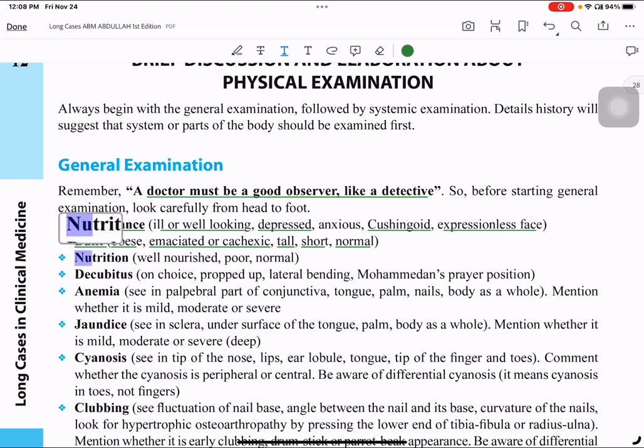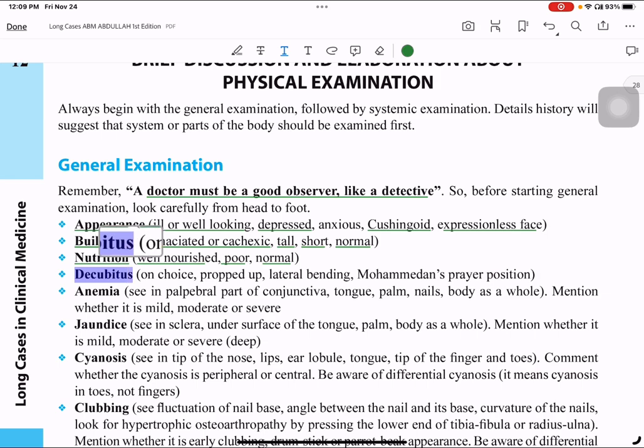Then we have to look for the nutrition of the patient. Is he well nourished, poorly nourished, or normally nourished? Nutrition will indicate something: a patient with some GIT disease may be malnourished, or a patient with malignancy may have poor nutrition. It may also indicate his social or economic status in society. So nutrition must be looked for.